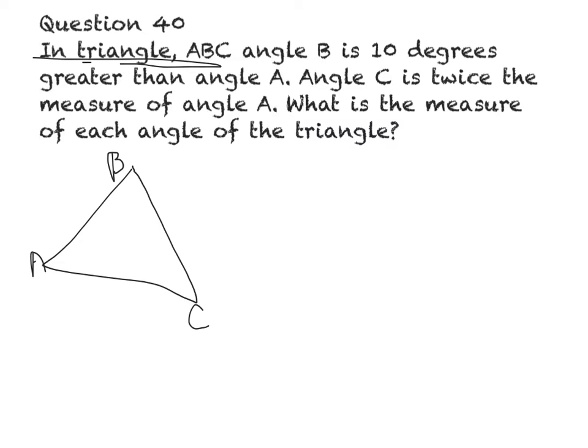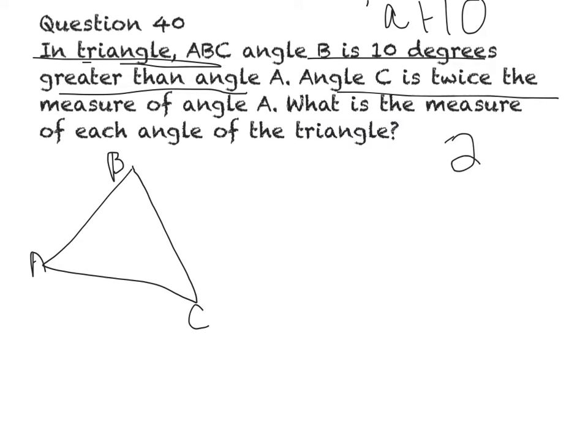It's just scratch work. Angle B is 10 degrees greater than, so once again, they're comparing than angle A. So I would have to do A plus 10 to get angle B. Angle C is twice. Twice means 2 times, so that would be like 2 times A.